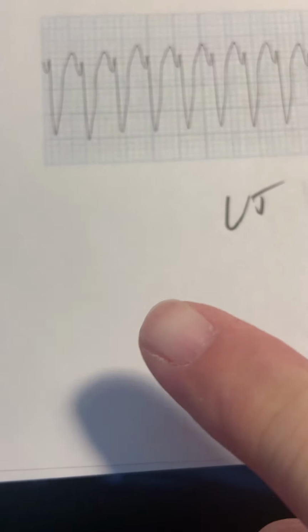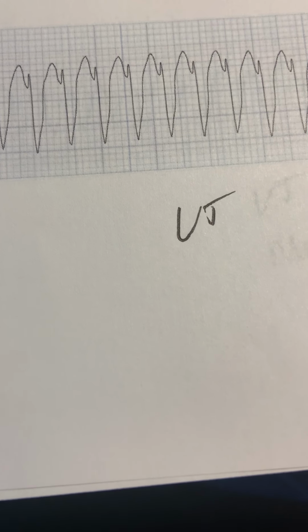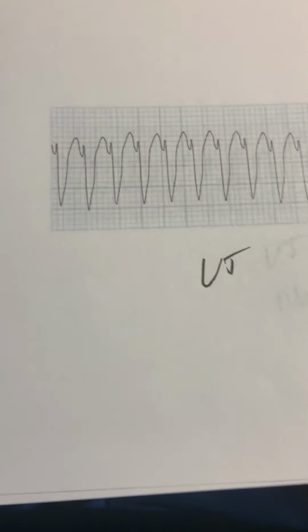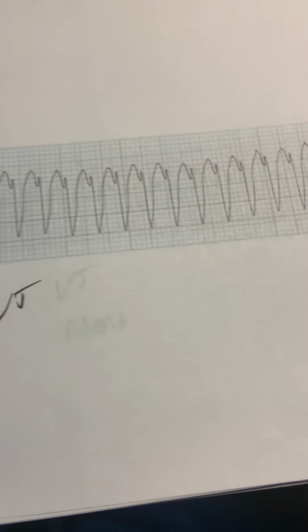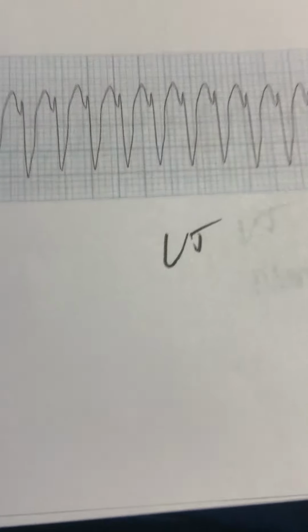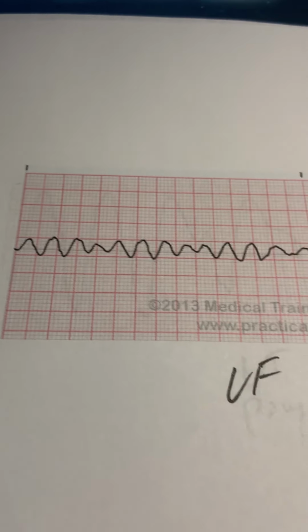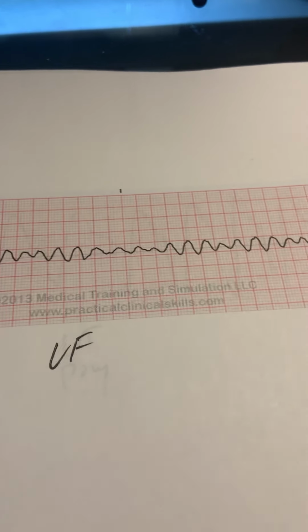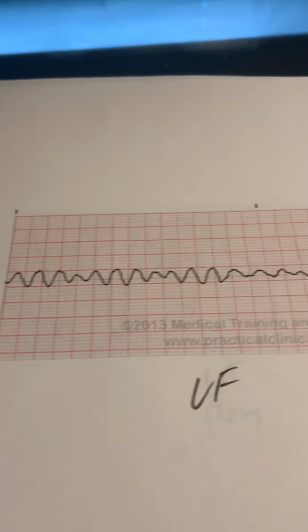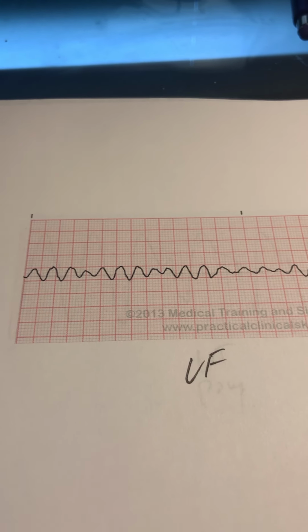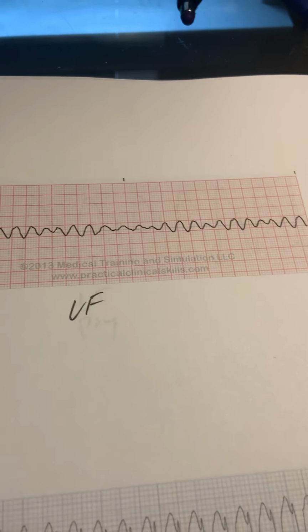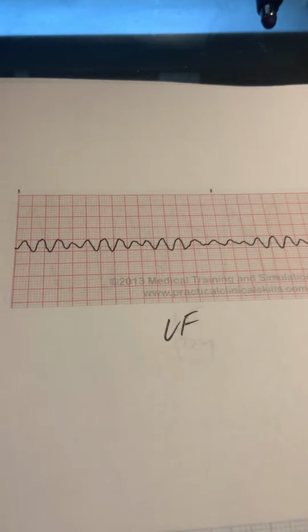This is what you're used to seeing, which is the VT that is fast, wide, bizarre looking. Okay. Nothing really to show there. And then you have your VFib. So your VFib, like I said, it's pretty straightforward. I'm not going to hit on VFib and the other strip that's behind it very hard, because it's pretty self-explanatory. This person needs CPR, defibrillation, and ACLS.